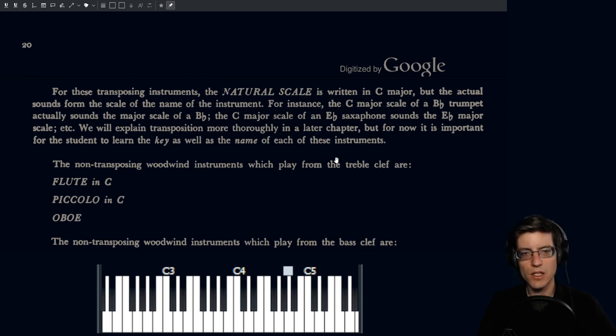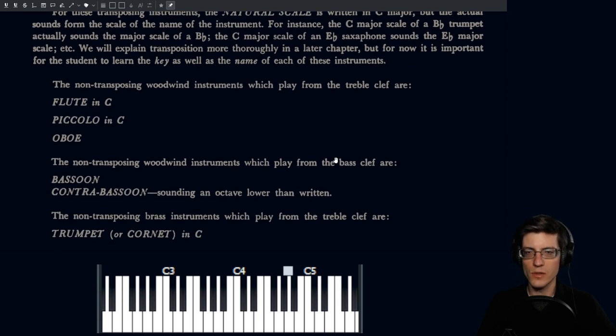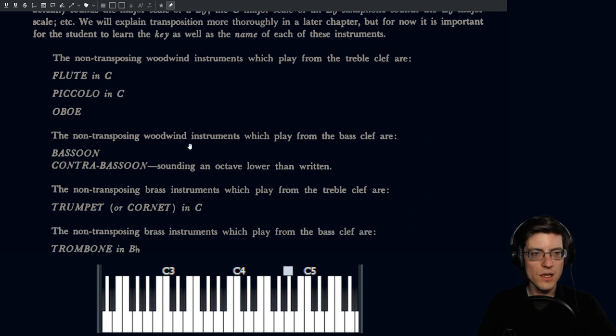We will explain transposition more thoroughly in a later chapter, but for now it is important for the student to learn the key as well as the name of each of these instruments. The non-transposing woodwind instruments, which play from the treble clef, are flute in C, piccolo in C, and oboe. So these play as written. The non-transposing woodwind instruments, which play from the bass clef, are bassoon and contrabassoon. And contrabassoon is like a contrabass sounding an octave lower than written.